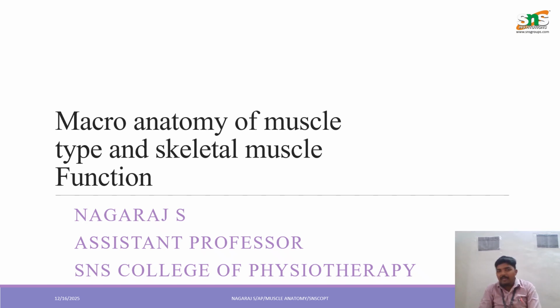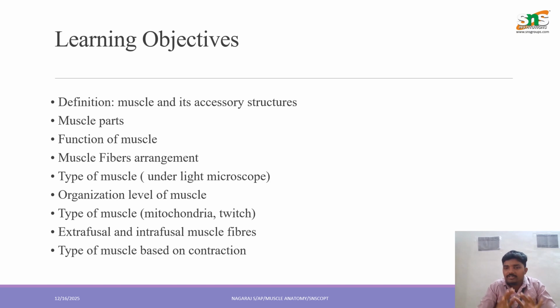Macro anatomy of the muscle: types of muscle, skeletal muscle, and functions. In this class I will talk about the learning objectives. First, a definition: what is a muscle and what are muscle structures? Then muscle parts, then functions of muscle, then muscle fiber arrangement, then types of muscle.